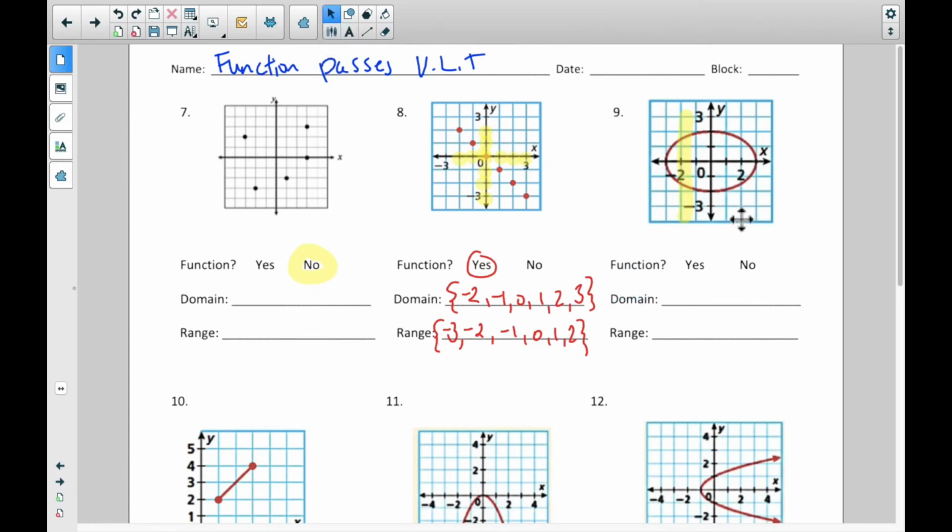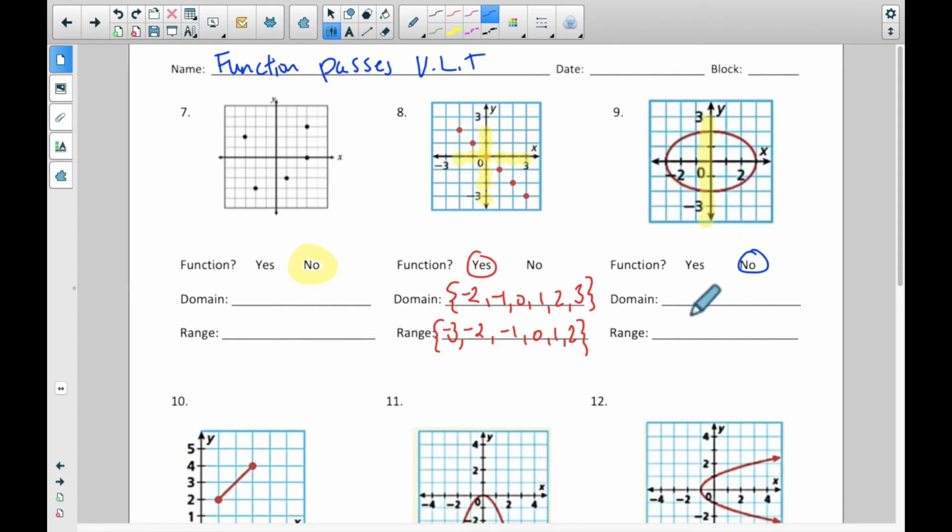Okay, let's look at the next one. Does it pass the vertical line test? No, it does not. It's hitting more than one place most of the time. So no, it is not a function. Since it's not a function, we really oftentimes don't answer these, but let's just go ahead and talk about it because so far we've had these points as separate numbers. Here we would not have separate numbers.